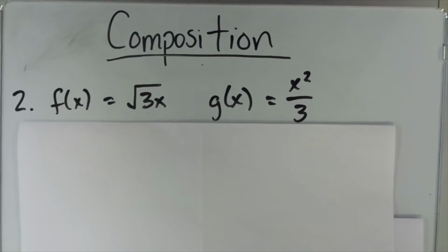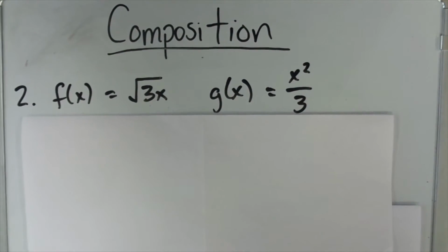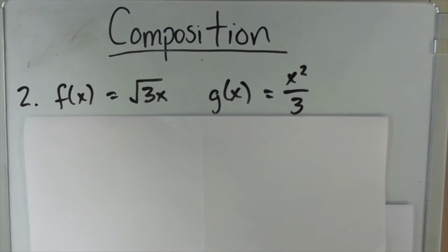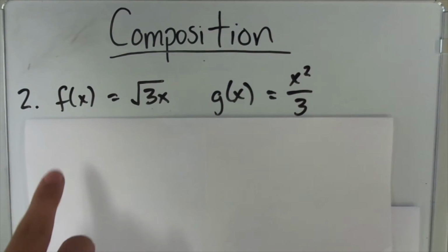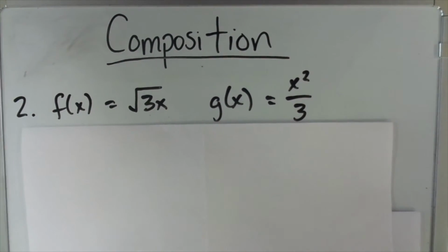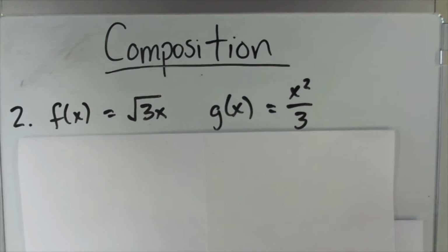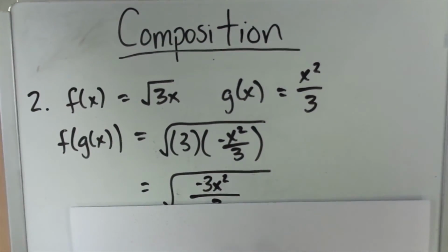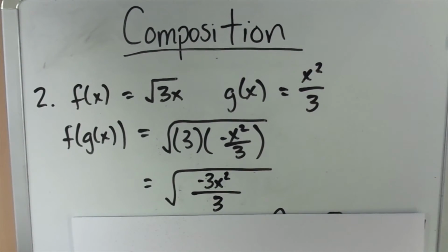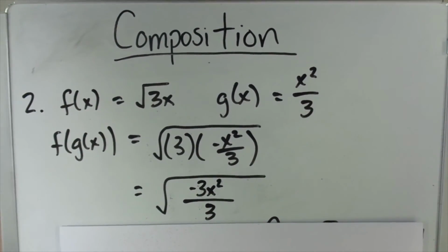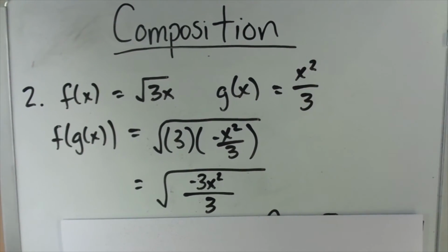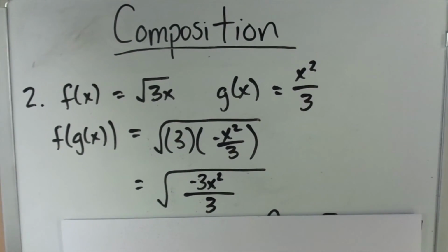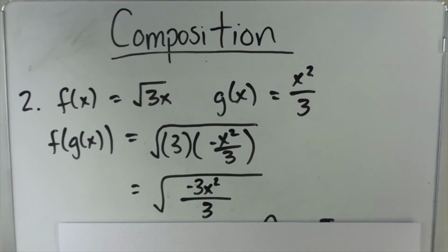Okay, and then here is an example of composition using two functions that are not linear. We have f of x equals the square root of 3x, and g of x equals x squared divided by 3. You would go about your usual way of substituting one function into the other. So you have f of g of x equals the square root of 3 times x squared divided by 3. Then you would combine like terms and simplify as much as you can.